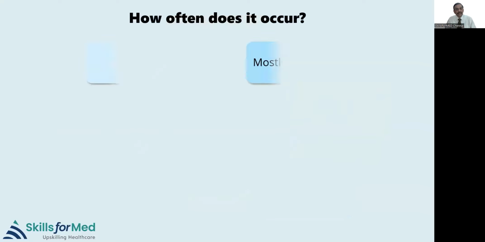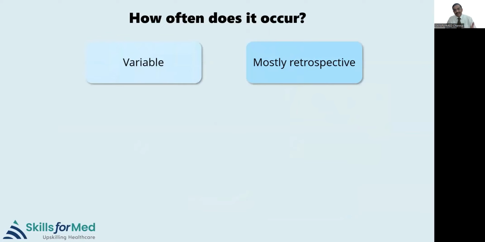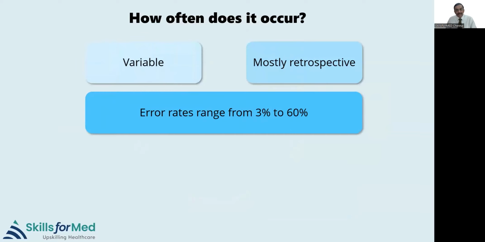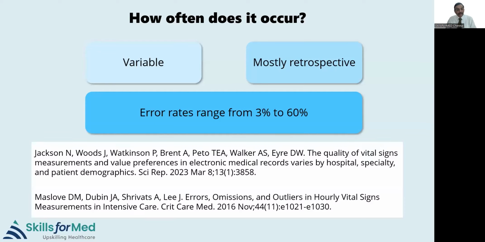And how often does it occur? I searched through the literature. There is variable, new literature which says different values. Most are retrospective. They look at the charts over time, and so it is very difficult to actually prove what the percentage of errors is. But the range is very wide. Some hospitals say 3%, some hospitals even say for one particular aspect of vital signs it's almost 60%, especially the blood pressure. These are some of the references I looked at. So it's very variable, and it can be up to 60%. That's something you have to keep in mind.